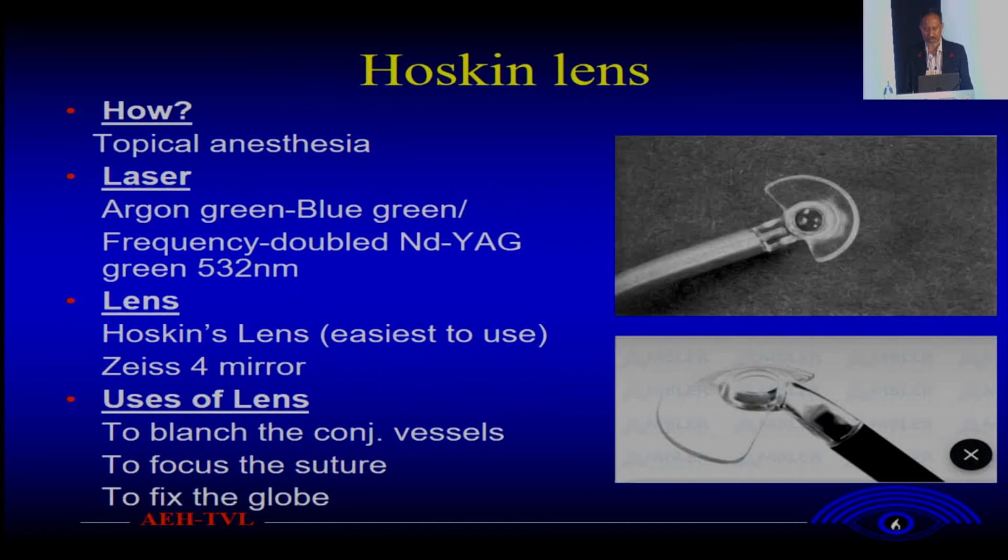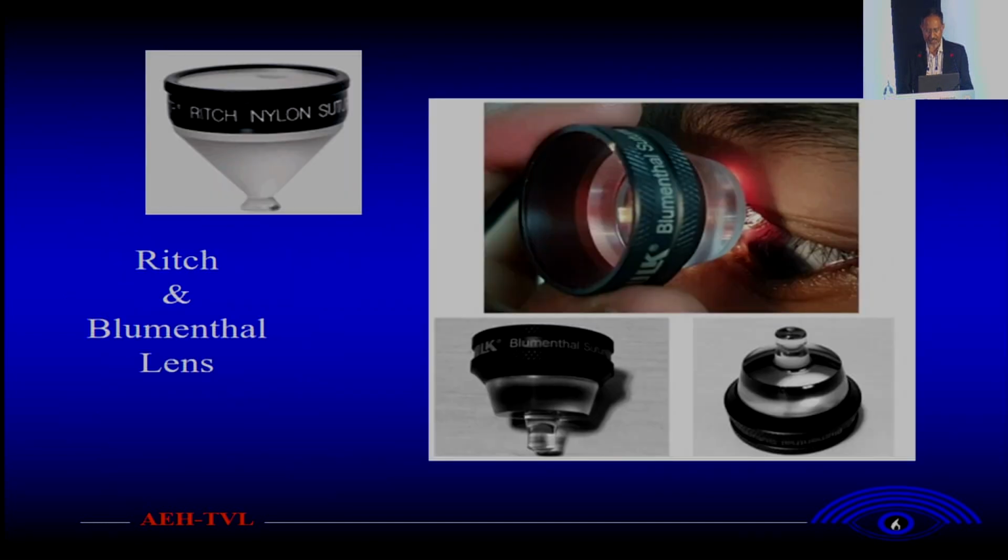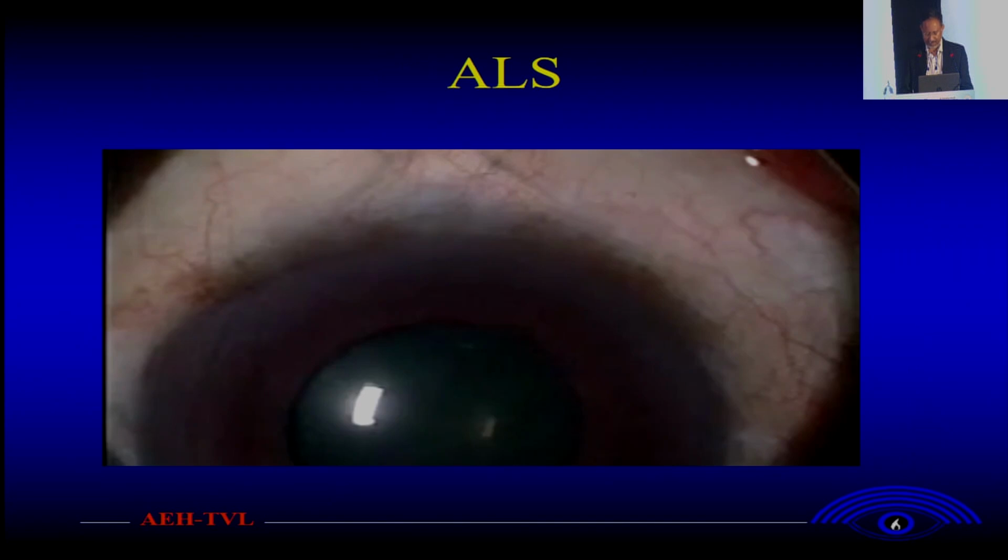So what lens to use? Hoskins lens, no financial interest. For the laser, you can use argon green or blue, or a double frequency Nd:YAG laser. The Hoskins lens is easy to use. It blanches the conjunctival vessels, making the sutures easy to visualize. You can focus on the suture, and you can fix the globe. You can also use the Zeiss 4-mirror lens, using exactly the center point of it, for suture lysis. Other options are Ritch nylon suture lenses, or a blue menthol lens, which can also be used over the bleb for lysing a suture.